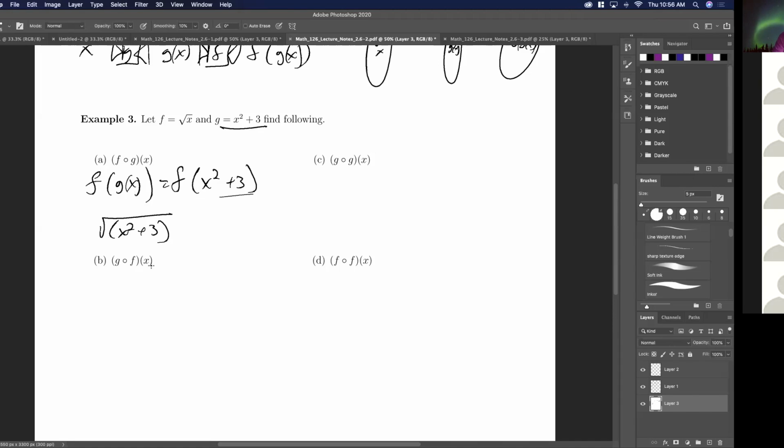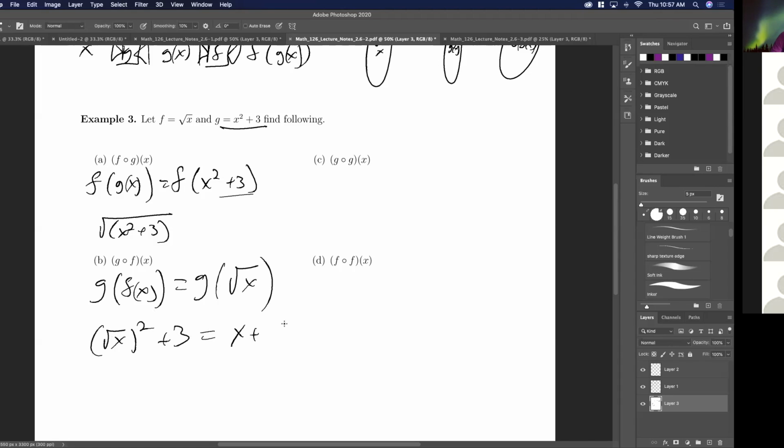Here, let's do g of f of x. So this would be g composed of the function of x, and this is the other way. So f is the square root of x. When I plug that in, everywhere I see x here, I'm going to plug in square root of x. And so I get the square root of x, squared, plus 3. That simplifies to just x plus 3. Okay, so this one simplifies down to something a little bit nicer.